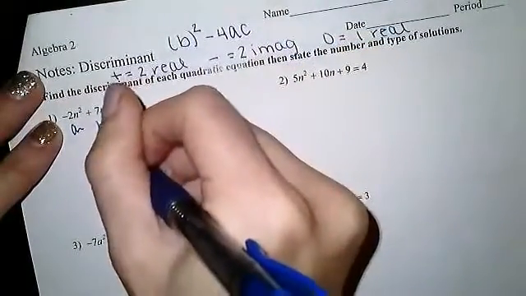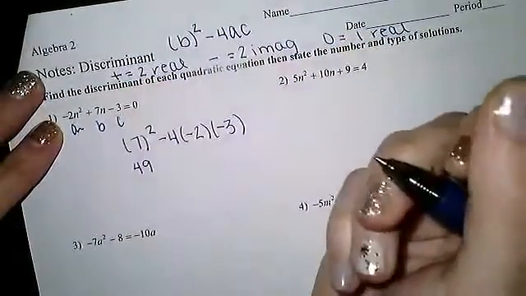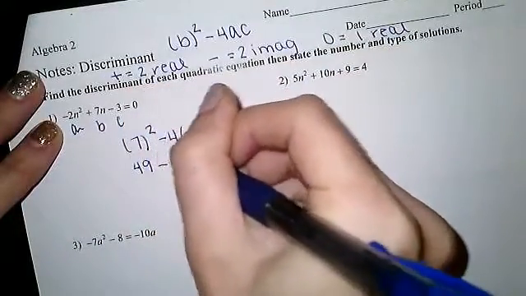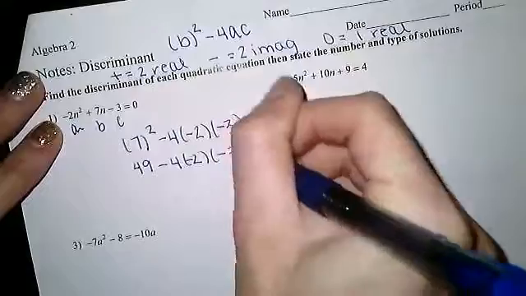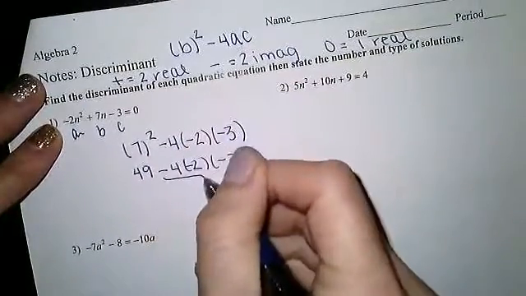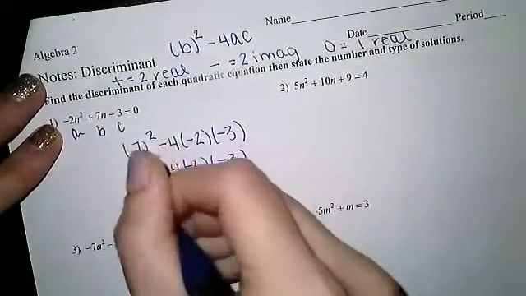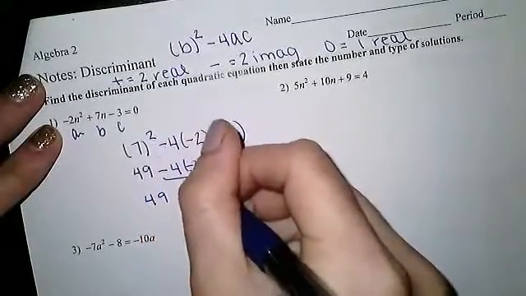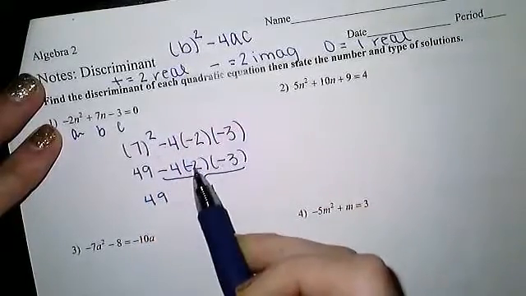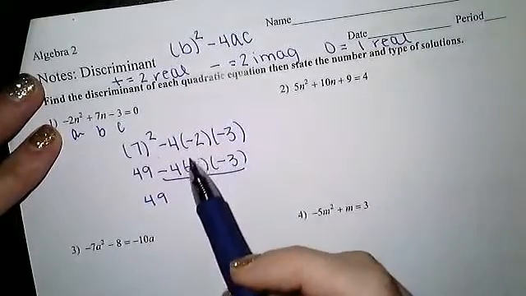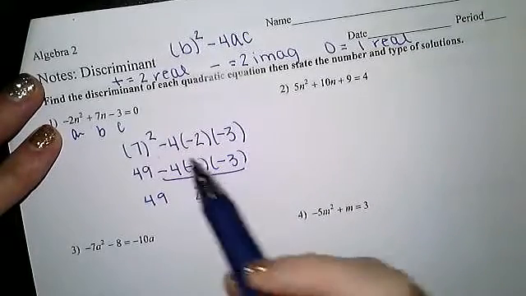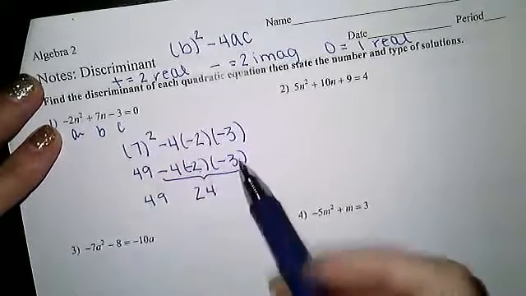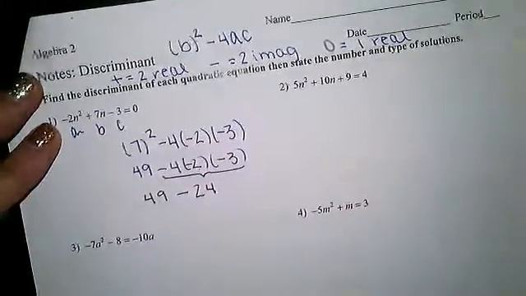If you want to use PEMDAS, you can do exponents first. So that would be 49. And then you could do the multiplication at the same time or separate. So you can do 4 times 2 times 3, which is 8 times 3, which is 24. Since it's a negative times a negative, we usually think positive, but then there's another negative being multiplied. So a negative times a negative is a positive, and a positive times a negative is a negative.